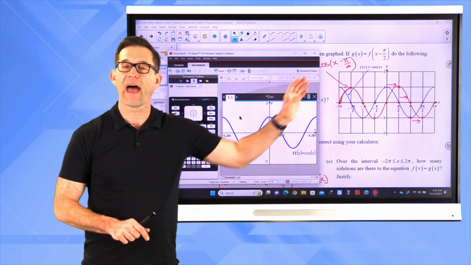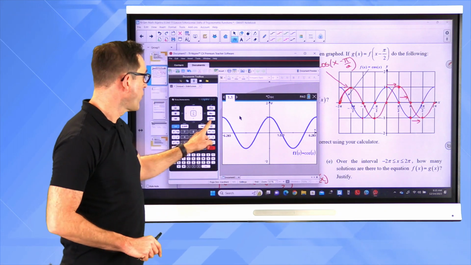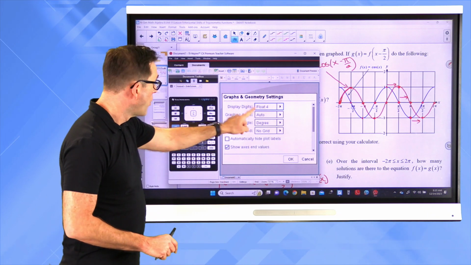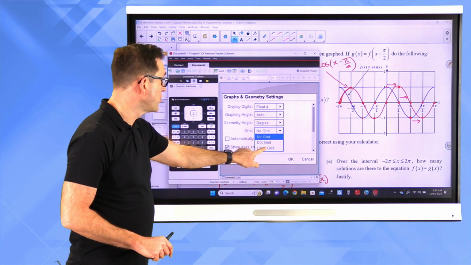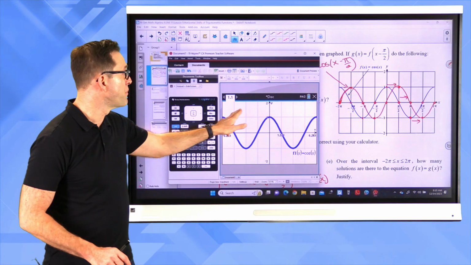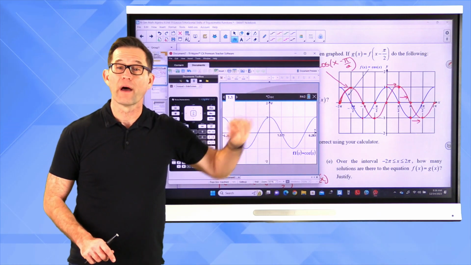I would like to have the graph grid on there. Remember, the way that we do that is by hitting menu. We go down to settings. One of my settings is grid. I'm going to go to my lined grid and hit enter. And now I really get a picture that basically looks identical to what I've got up there.